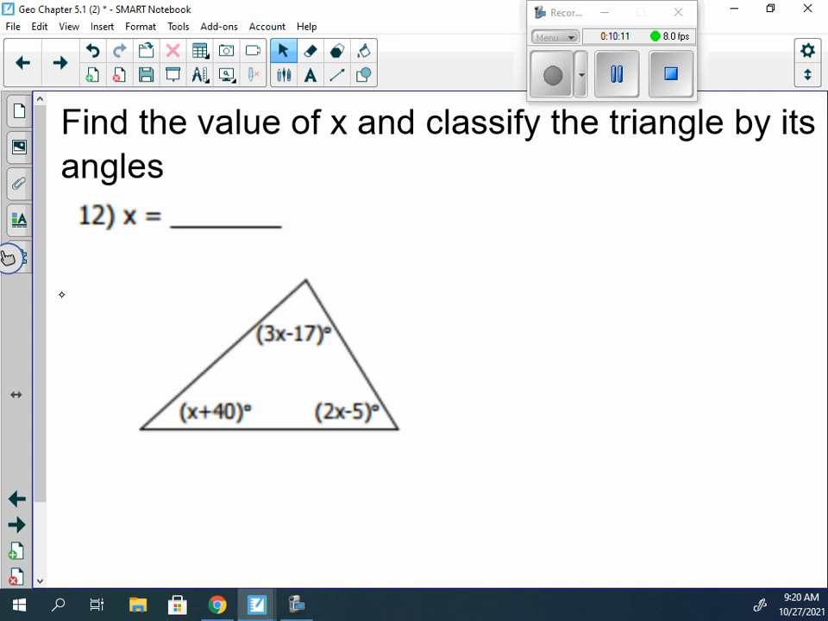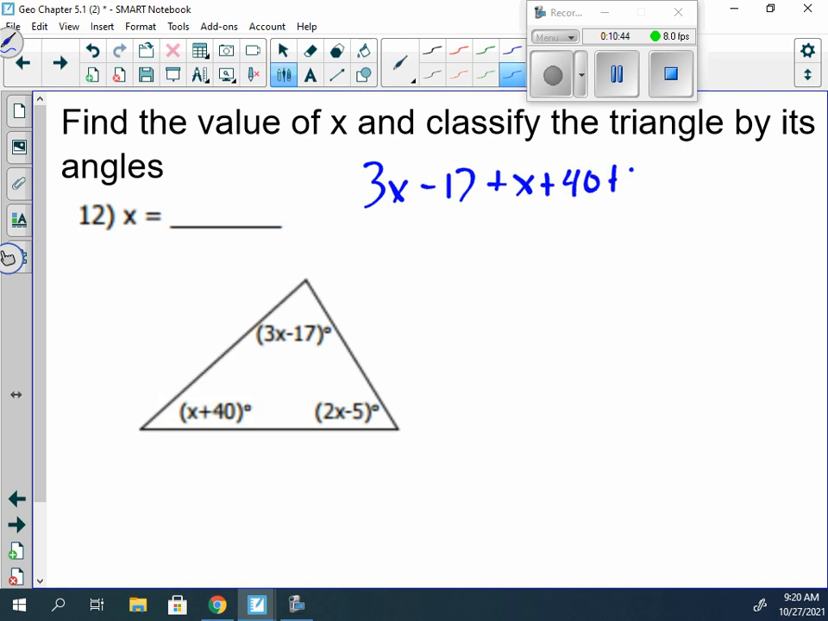Well, this one here, did they give us a single value for an angle? Because I about said number, but well, we do have 40, 17, negative 17, and negative 5. We do have numbers. They're all part of expressions, yes? Can we still find out what x is? Because what do we know about the sum of all three of these angles? That still equals 180. So we can say 3x minus 17 plus x plus 40 plus 2x minus 5 is equal to 180.